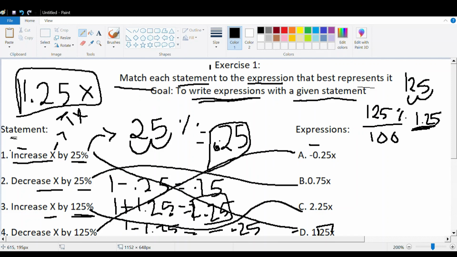So just to recap, 1 matches with the D, 2 matches with B, 3 matches with C, and 4 matches with A. And that is our completion to exercise 1. And I hope now you can write expressions with a given statement.